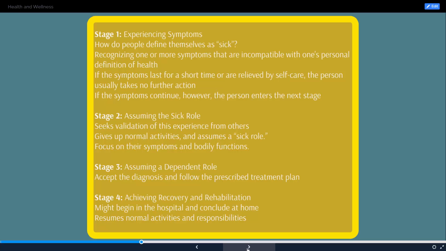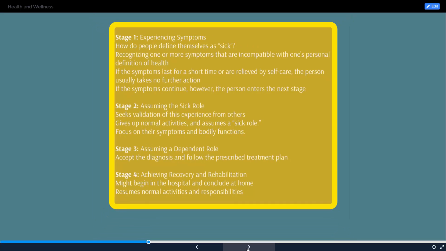And then stage 4, achieving recovery and rehabilitation. That might begin in the hospital and conclude at home, or if they're at home, it would just be at home that they're recovering, they resume normal activities. So people don't fully recover or rehabilitate while they're in the hospital, depending on what they have. They might have to go home and continue that process, okay? And they conclude that at home.